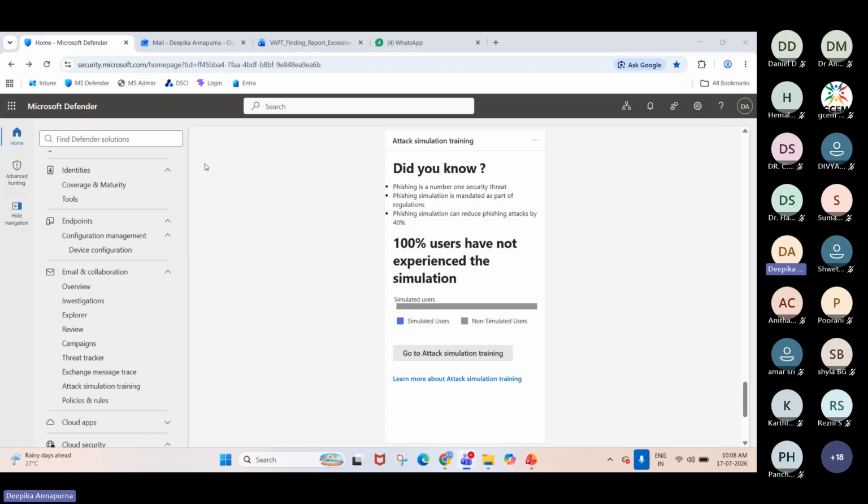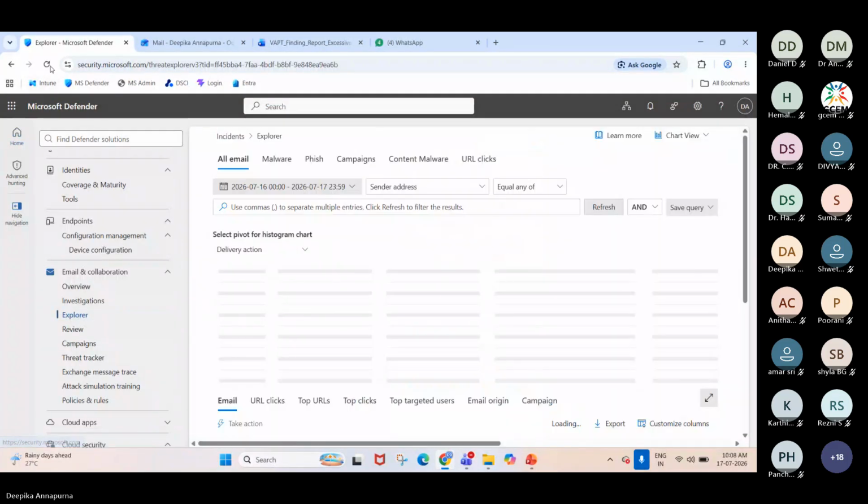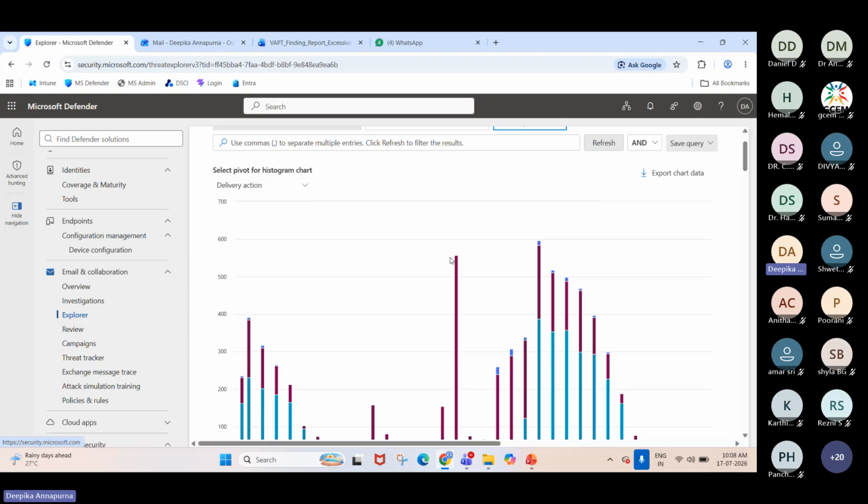Okay, going to email and collaboration. Let me show you. Microsoft Defender will automatically detect all your emails, whether there is a malware email, phishing, or a campaign email, or whether it contains any malware or URL clicks. It will track everything. You can set the date range here, and you can check who is the sender and recipient, and you can specify any domains here and send the query. You will get the list.